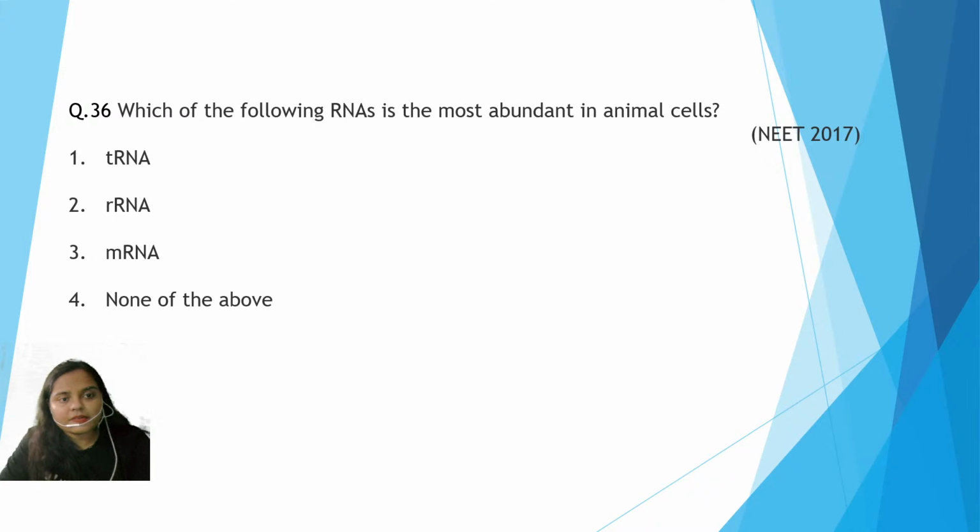Now, question number 36. Again, NEET 2017. Which of the following RNA is the most abundant in animal cell? tRNA, rRNA, mRNA, or none of the above? Most abundant RNA you have to determine. I think when I was discussing biomolecules in my yesterday's class, I told you this order of abundance of RNA. So, what is the right order, students?